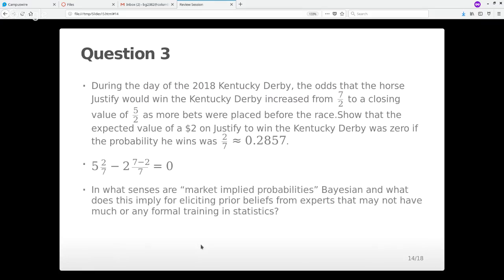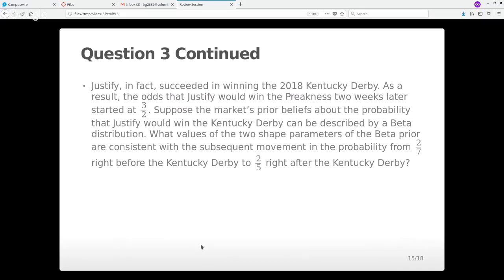And then we'll skip that second part for a second. After he won the Kentucky Derby, there's another horse race called the Preakness that happens two weeks after the Kentucky Derby. And the starting odds for Justify to win the Preakness were now 3-2. So if we suppose that the betting market's prior beliefs are governed by a beta distribution, what shape parameters for that beta prior before the Kentucky Derby happened would be consistent with the updating we see as a result of this horse winning the Kentucky Derby?